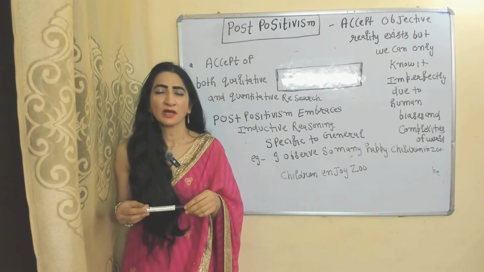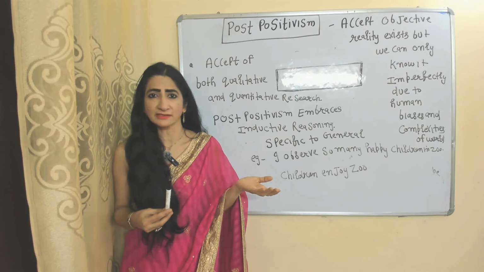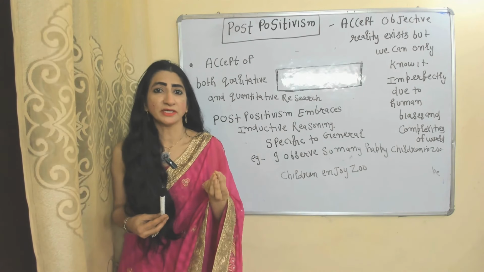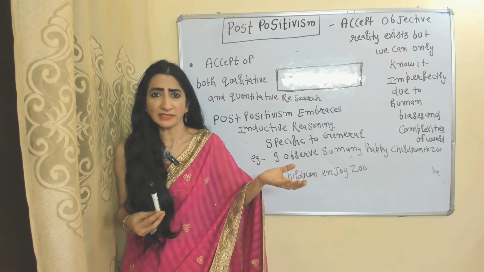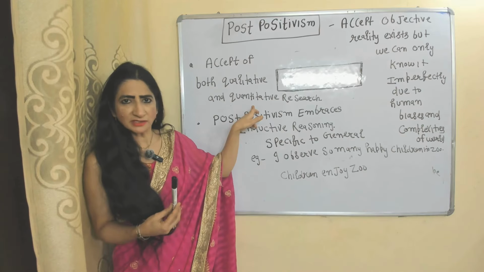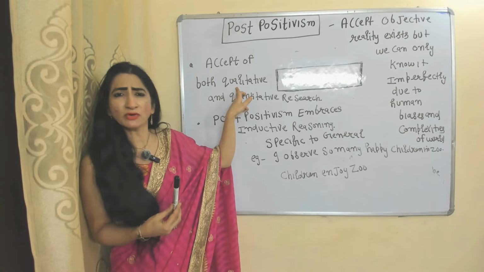Post-positivism approach of research. The post-positivism approach accepts objective reality exists, but we cannot know about it perfectly. But why? Due to human biases and the complexity of this world. Obviously, this world is very complex, and we cannot know each and everything perfectly. This approach believes in both quantitative and qualitative research. Quantitative research is based on numerical data, but qualitative research is not, because we mainly do qualitative research in order to know thoughts and emotions of people.